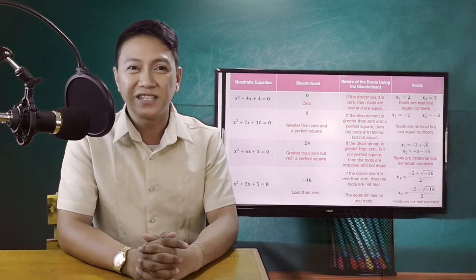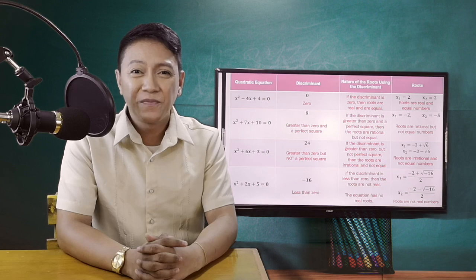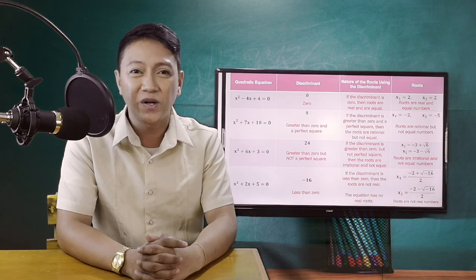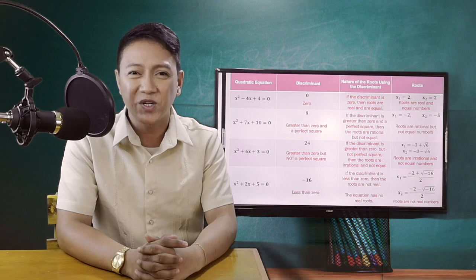At this point, you have already learned about the use of the discriminant in characterizing the roots of a quadratic equation. I'm sure that you will now be able to answer correctly the different activities in your module.